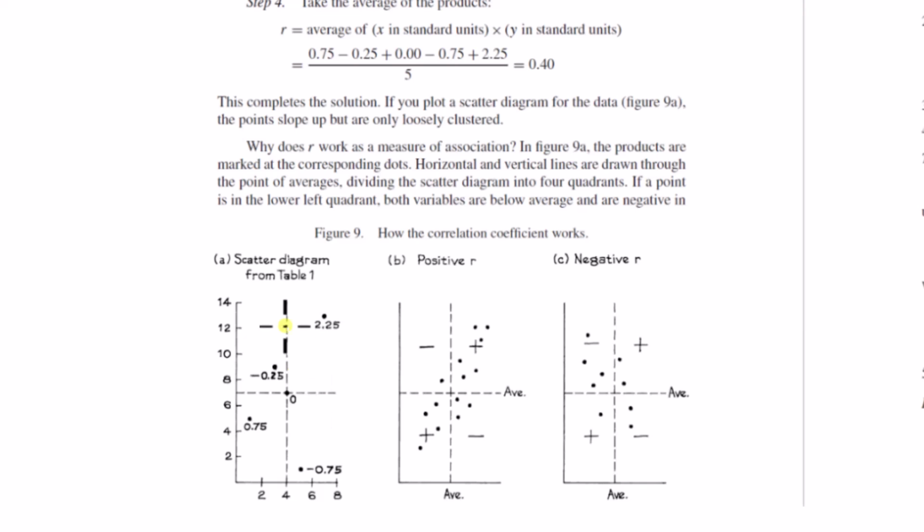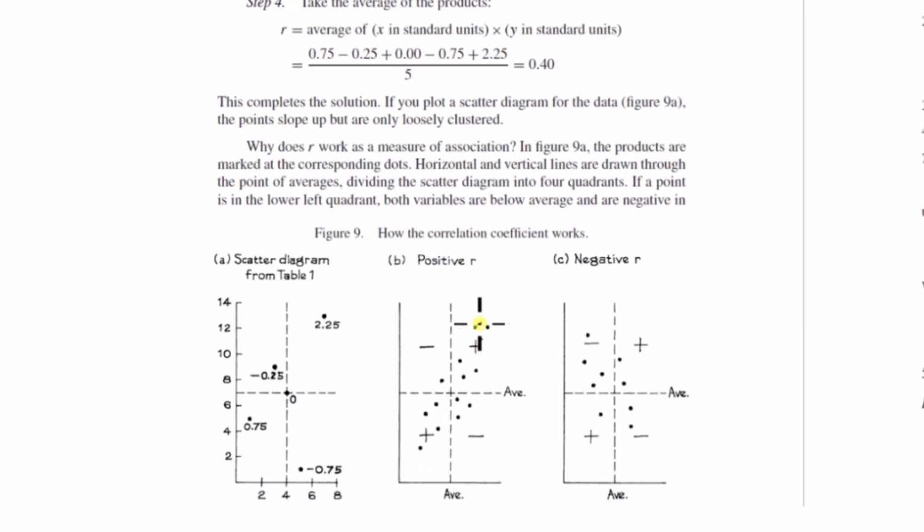Okay, these horizontal and vertical lines are drawn through the point of averages. If a point is in the lower left quadrant, both variables are below average and are negative in standard units. In this quadrant, both variables are below average and both are negative in standard units, so the product comes out positive.